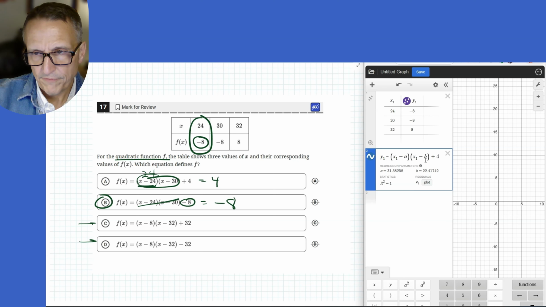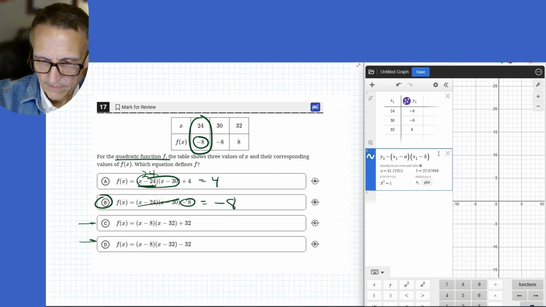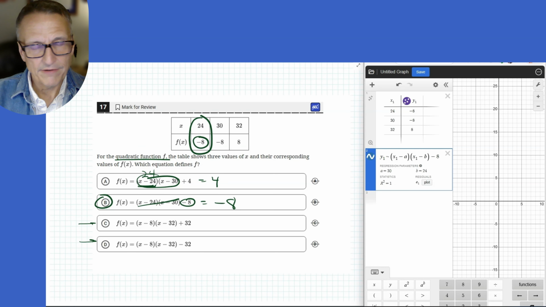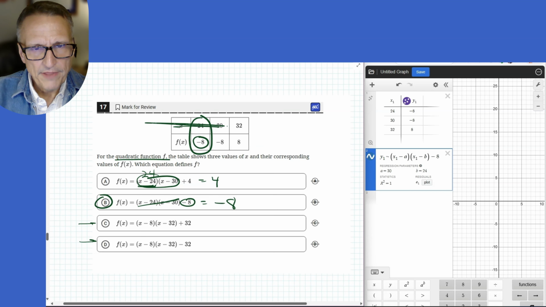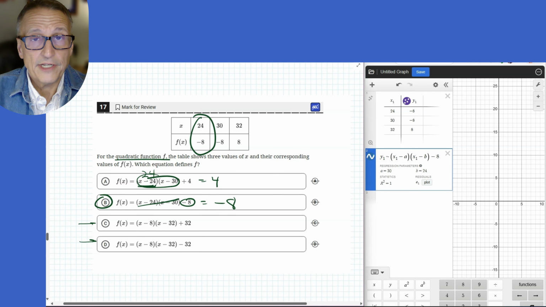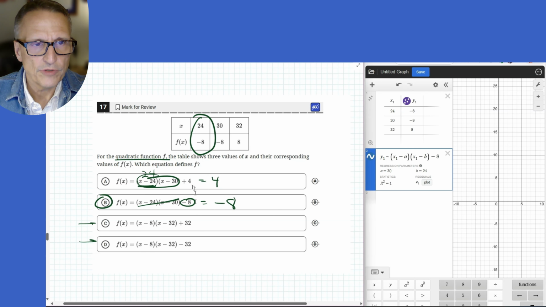But if I put a plus 4 right there, it doesn't give me the numbers 24 and 30. Let's change this to a minus 8. Okay, it does give me 30 and 24. So I know that's not the best way to do this problem for sure. It really was, and I think most of my students did this, is they used this ordered pair and just plugged it in and see which one of those equations has that as its solution.